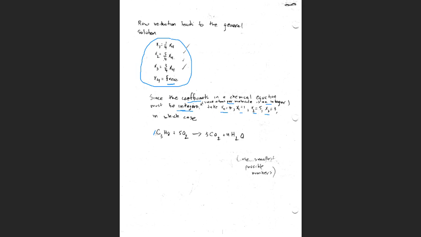Very simple. And so in this case, I'll put a 1 there. So there's the 1, there's the 5. x1 is 1, x2 is 5, x3 is 3, and x4 is 4.